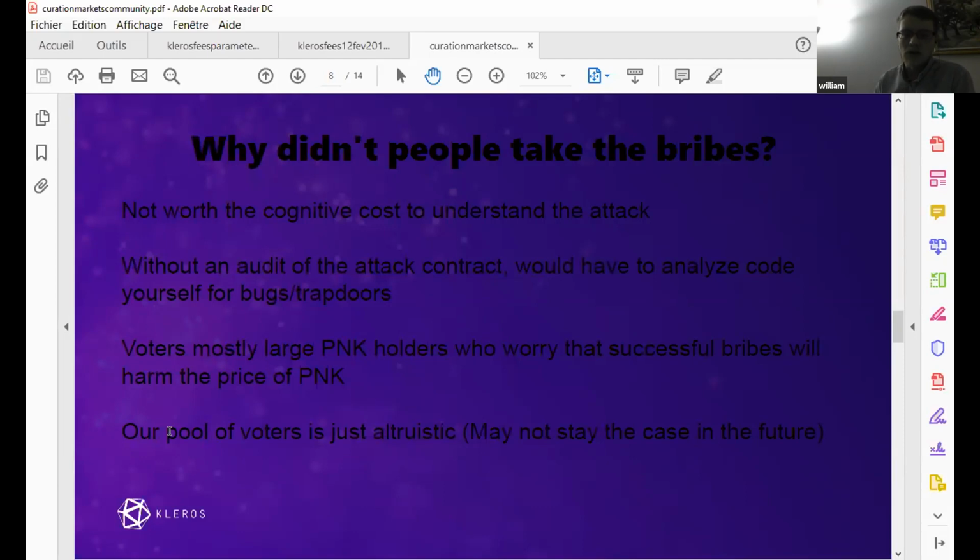So a lot of our early jurors, when we did this, may have just been very altruistic. There are people who were enthusiastic about the project early on, and they may have been less likely than normal average people drawn from the general population to accept the bribes because they want Kleros to succeed, particularly because they already hold some of the PNK token and they don't want to negatively affect its value by making Kleros look bad by having a bribe get through. So these last two points, we don't necessarily expect to be true of future P plus epsilon attacks. So that's certainly something we're going to continue to monitor.